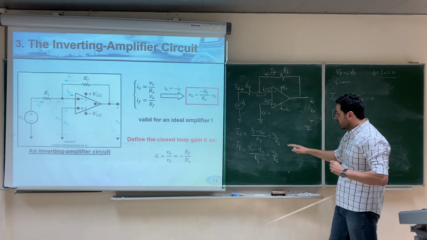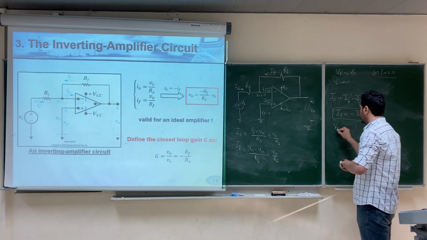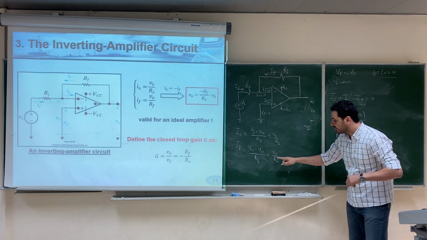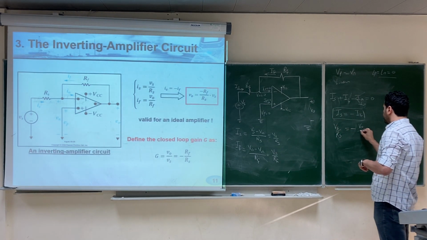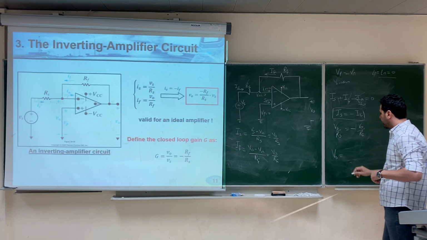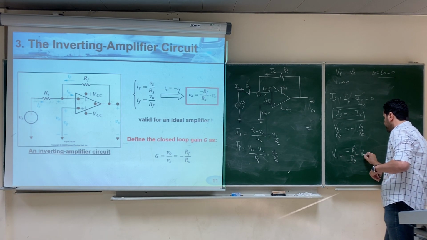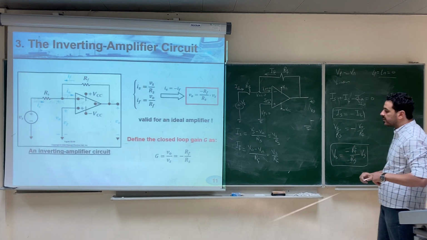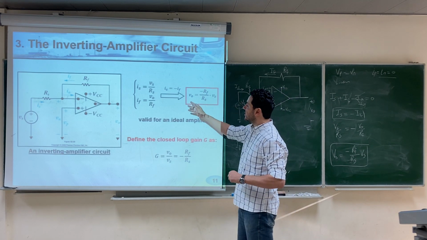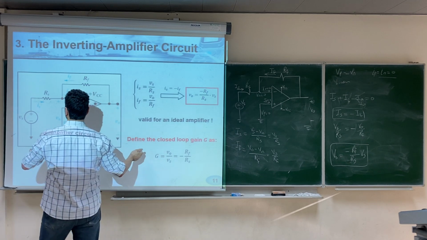Now, Is is equal to minus If, so we can write Is is Vs over Rs, and it equals negative If, which is V output over Rf. From this equation, we can calculate that the output will be equal to negative Rf over Rs multiplied by Vs. And this is the famous equation for the inverting amplifier. So for the inverting amplifier circuit, the output is negative Rf over Rs multiplied by the source voltage.